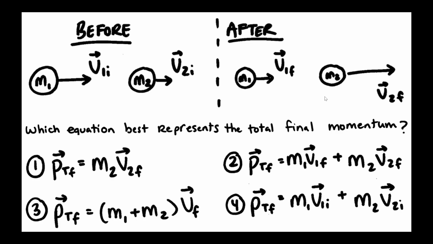All right, this asks for the total final momentum. So we should again have m1 v1 final plus m2 v2 final, which would be option 2. So option 1 doesn't include the momentum of mass 1. Option 3 has them moving at the same final velocity, which is not true. Option 2 is the correct one, m1 v1 final plus m2 v2 final. Option 4 has their initial momentums added together, which technically, their total initial momentum is equal to their total final momentum. So this equation might not be wrong, but it's definitely not the best representation of the total final momentum.